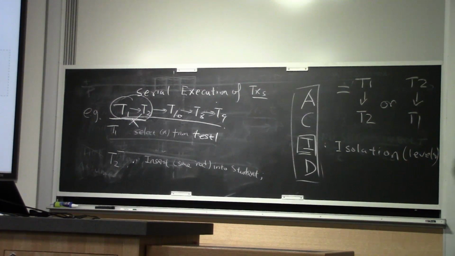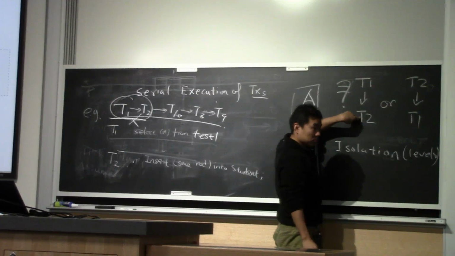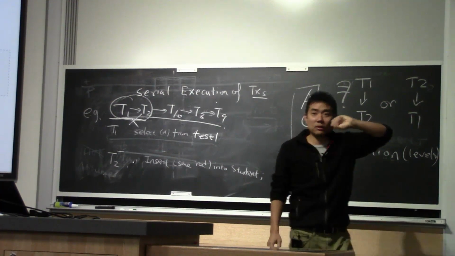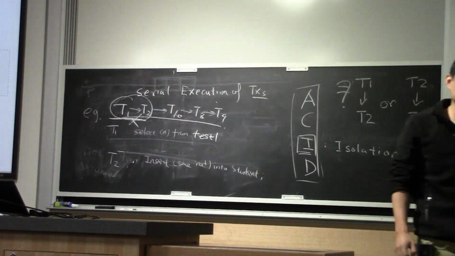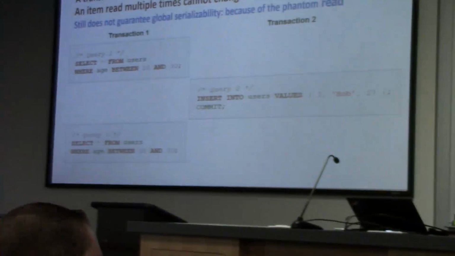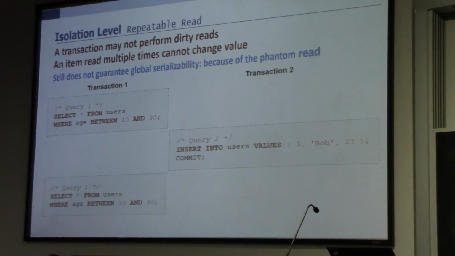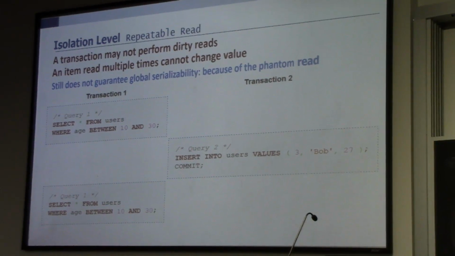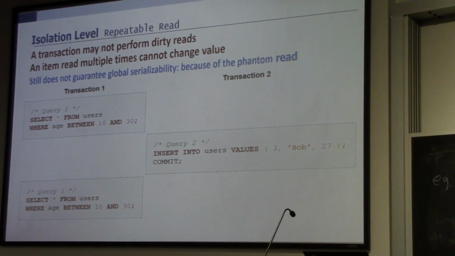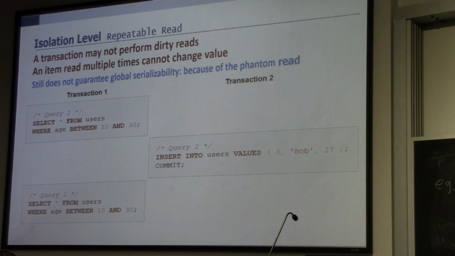Now, assuming these three statements happen the way they happen here, let me ask you this. Is this equivalent to T1 then T2? How many say yes, how many say no? If you say yes or no, can you explain to me why? Is that equivalent to completing T1 then T2, meaning a serial execution of the two transactions? Yes or no?